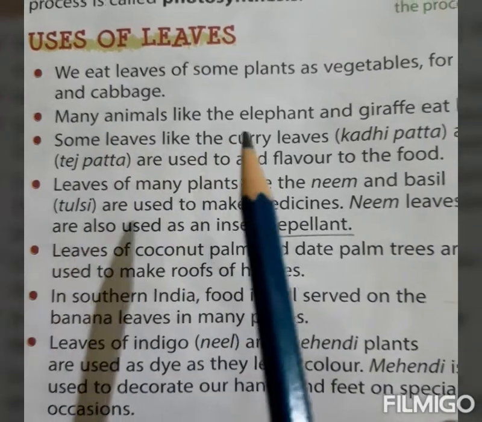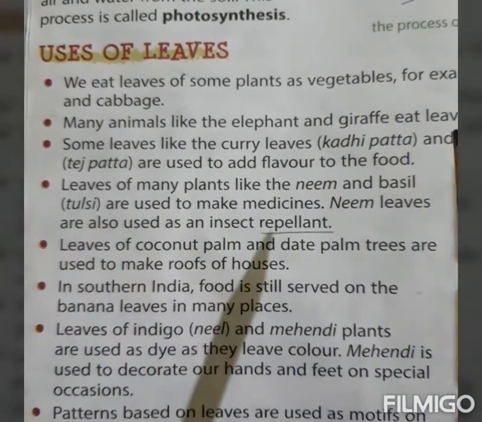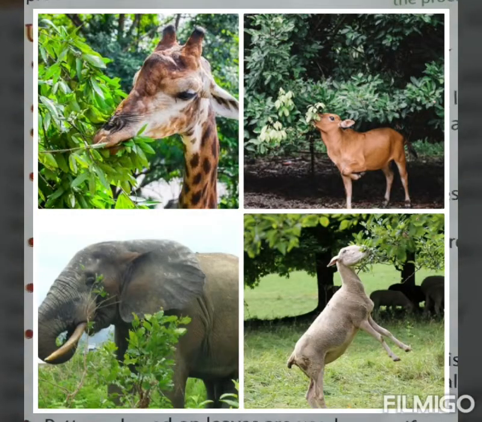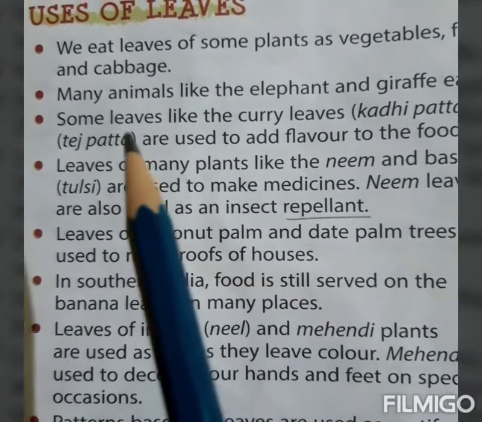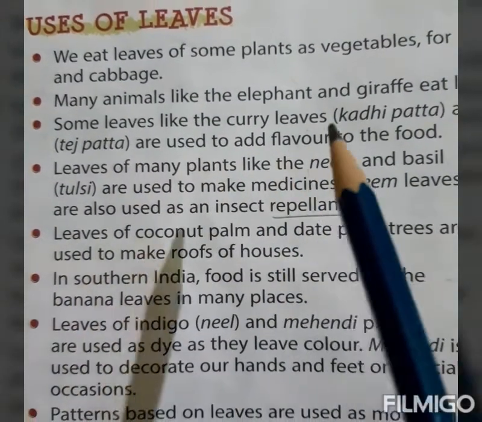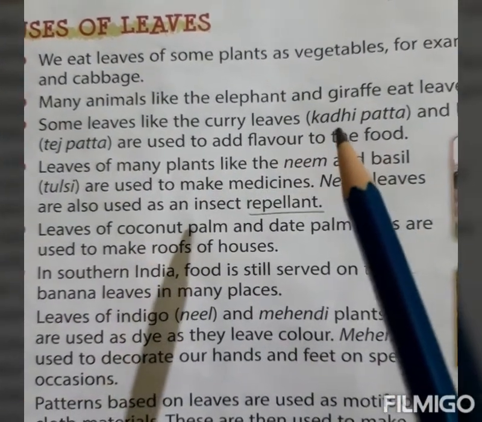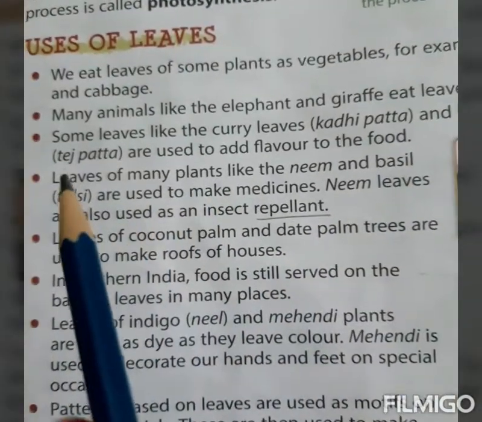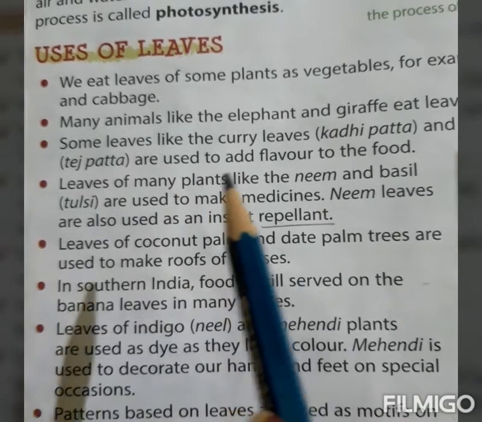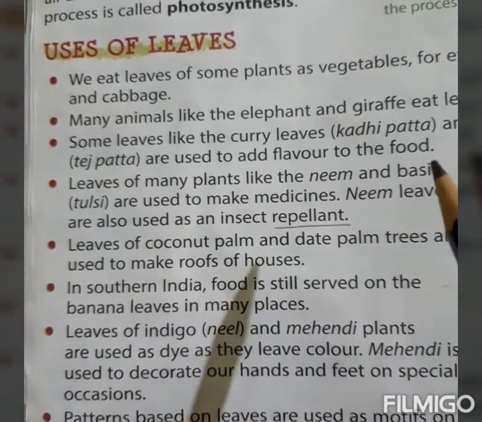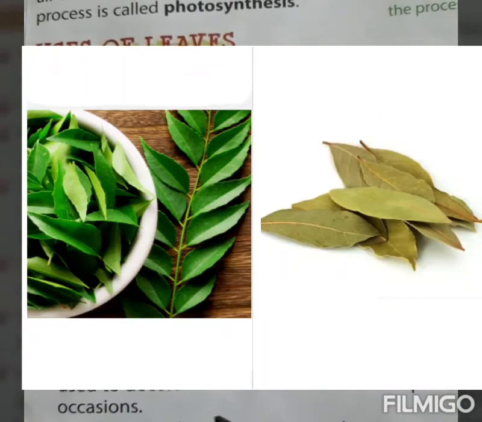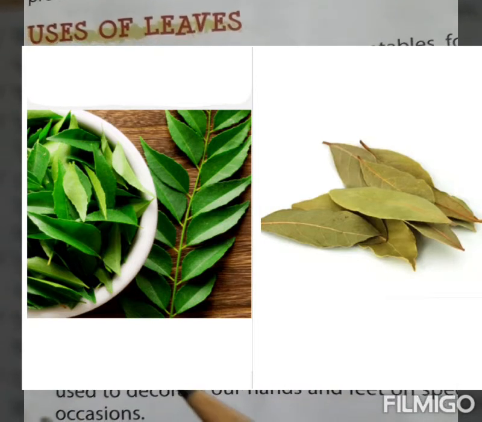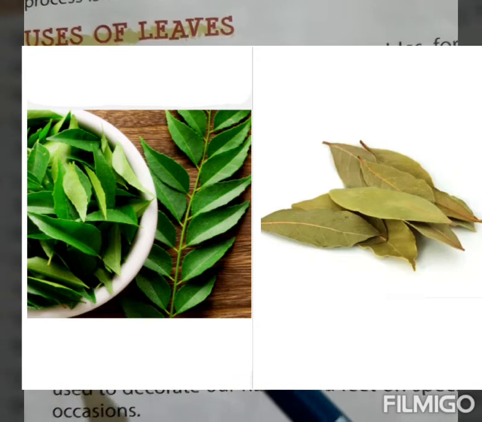Many animals like the elephant and giraffe eat leaves of plants. Animals also eat leaves of plants. Some leaves like the curry leaves, which we call curry patta, and bay leaves, which we call tej patta, are used to add flavor to the food. So if we add curry patta or tej patta in our food, it helps to make the food very tasty.